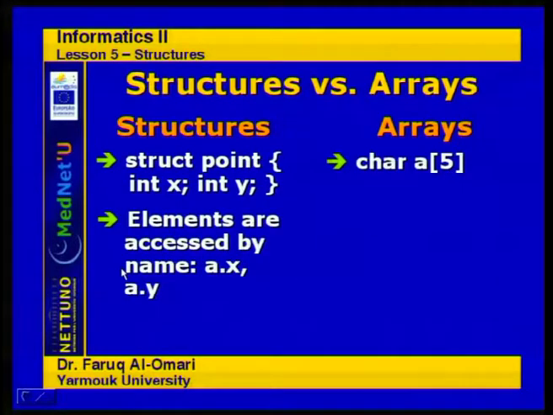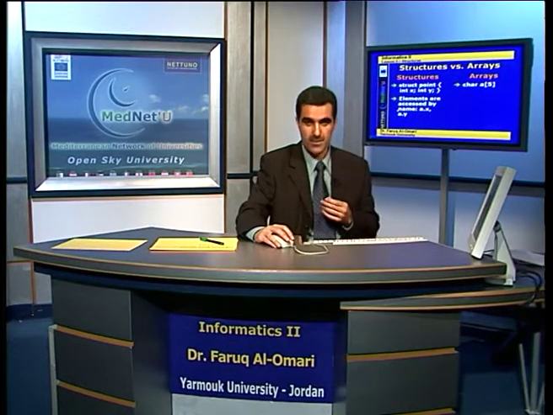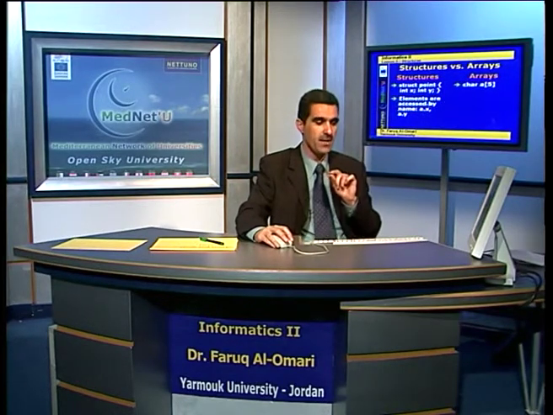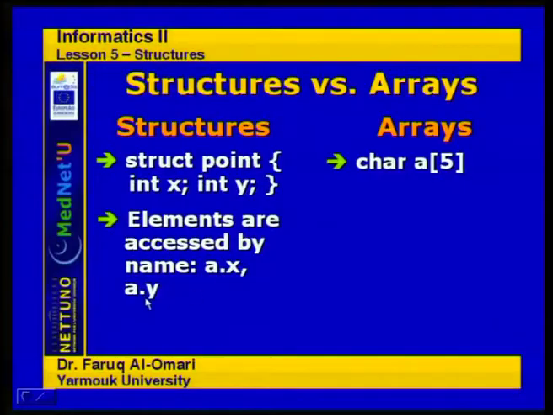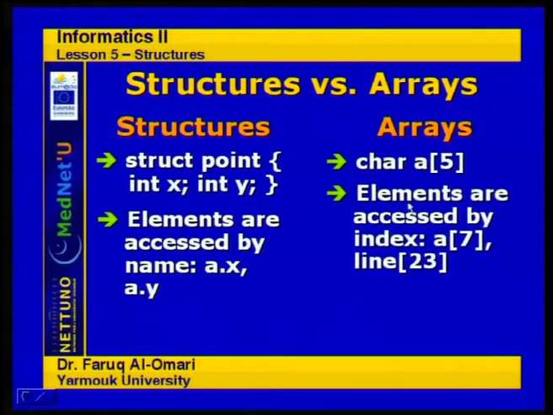When I want to refer to any of the elements within the structure, I have to specify the name, and of course use the dot operator. So I say a.x, a.y, where a is some type of structure. Whereas in an array, we refer to the elements by index. So I say something like a of 7, line of 23. I'm referring to the 7th element within array a, and the 23rd element within the array line.